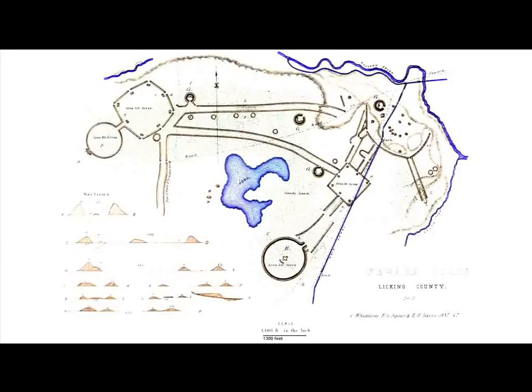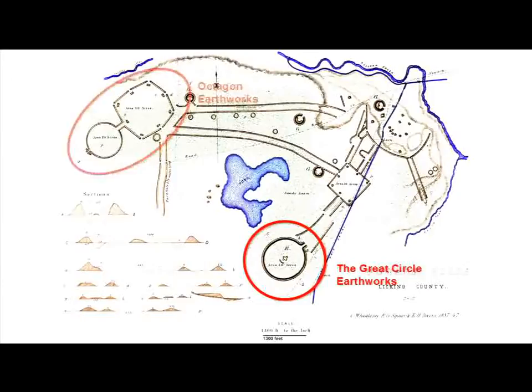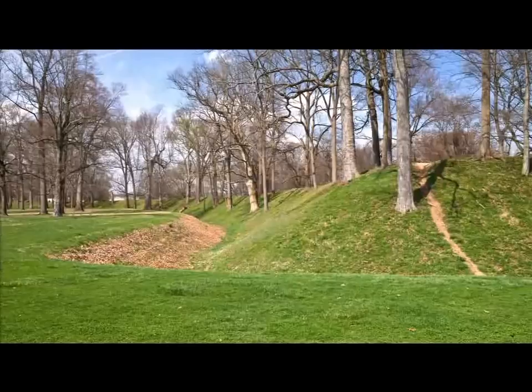The Newark earthworks. This is, I've been told, the largest earthworks ever made. We have some parts of this that have been remarkably preserved, and other parts that are completely destroyed. This is the Great Circle earthworks, and here we have the Octagon earthworks. And these are the pieces that exist today.